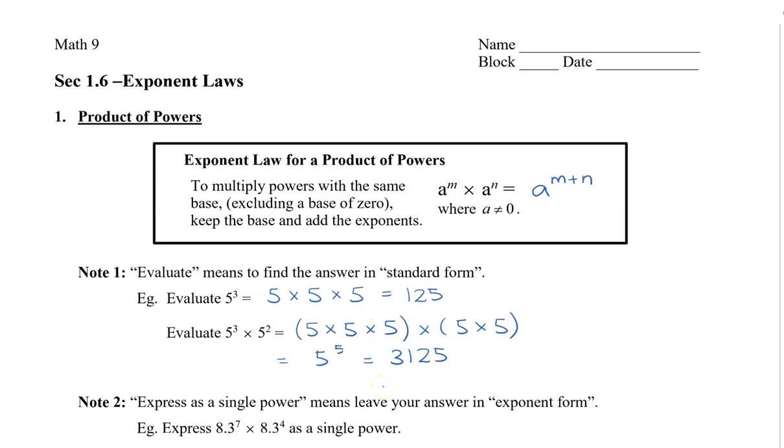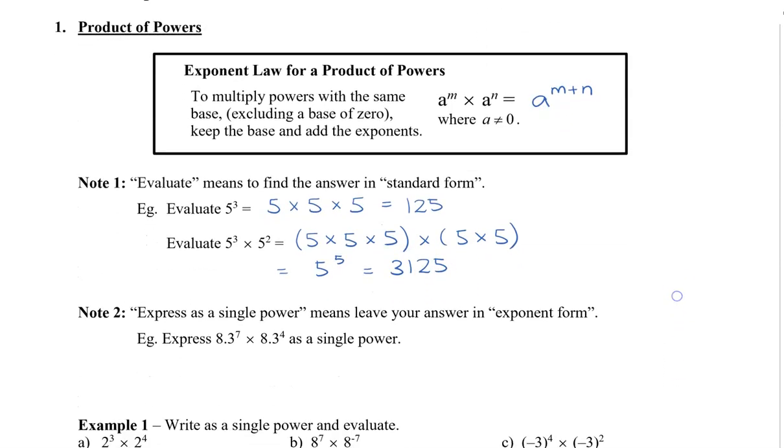So, to reiterate the rule, we can take 5 cubed times 5 squared, and we can say there are 3 5s and 2 5s, and we can simply add the exponents together, so that would be 3 plus 2, which will give us an exponent of 5. So now we have 5 to the power of 5, which will then give us our answer of 3,125 in standard form. Now note number 2 says to express as a single power. That means that we want to leave our answer in exponent form with only one power.